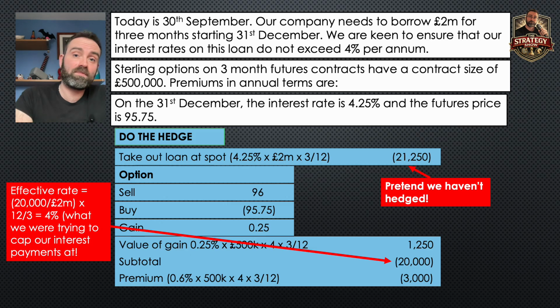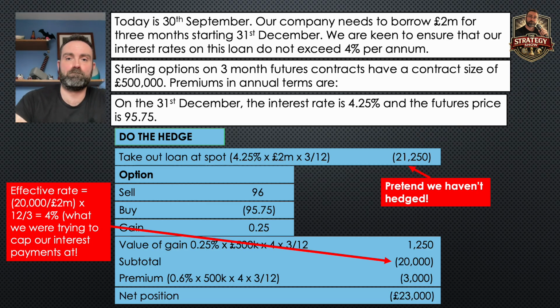So we have a £21,250 interest payment, less a gain of 1,250, plus we've got then this extra premium payment of £3,000. So our net position overall here is £23,000 as a payment. So that, if you like, is the net interest that we've paid on our 3-month loan after we've gone through all the stages of hedging.